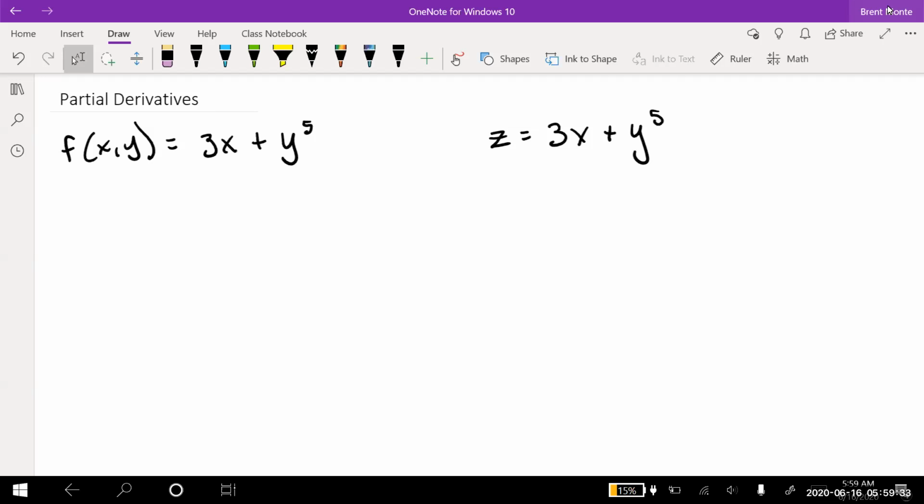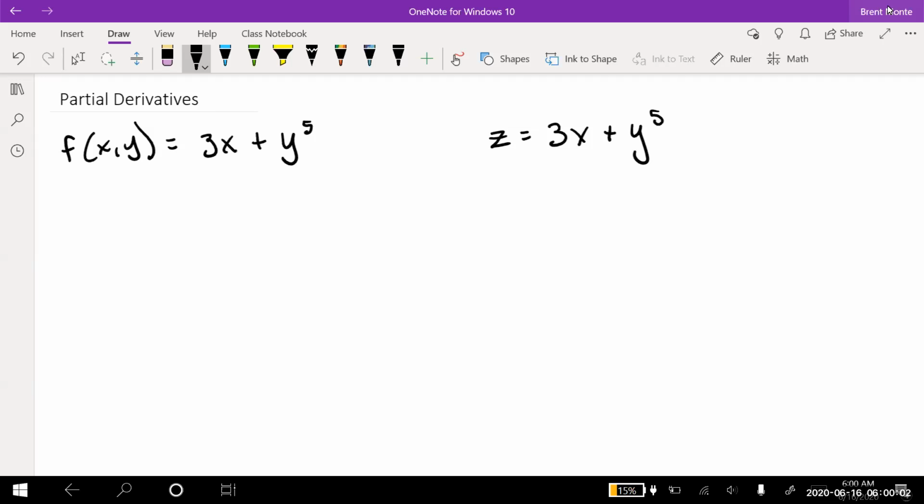Today we're talking about partial derivatives. Now partial derivatives are when you're taking a derivative but you have more than one independent variable. So what I've done here is I've written a function in two different ways. On the left, f of x, y equals 3x plus y to the fifth, that's written in what we call Newton's notation. And to the right, it's the same function, but written in Leibniz notation. And I just want to show you the two ways so that you can get used to either format.